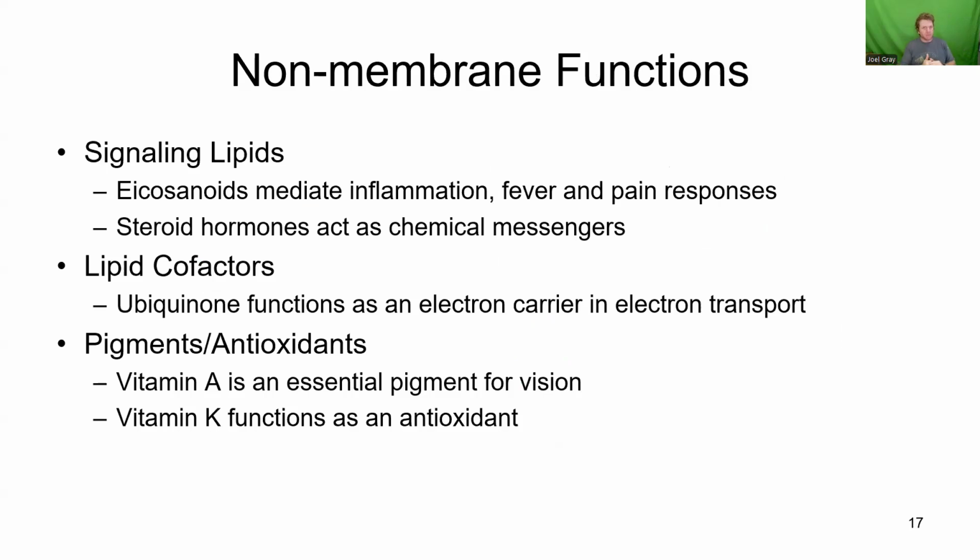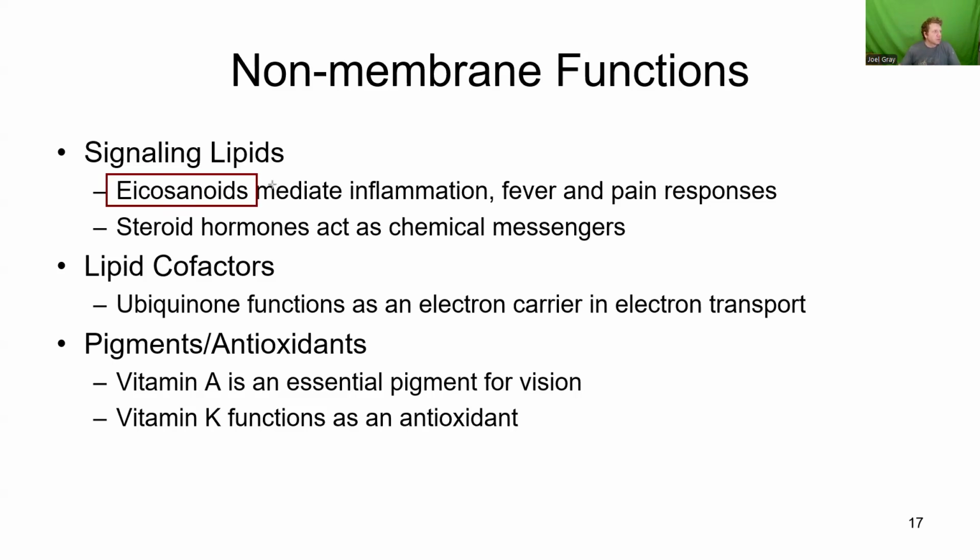So there are non-membrane functions of lipids, and steroids are relevant to this. They serve as signaling lipids. They can be cofactors and they can be pigments and antioxidants. So for signaling lipids, eicosanoids are an example. An eicosanoid is a 20 carbon long molecule that basically gets cut and cyclized. And depending on its cyclization and the abundance of it, it could lead to inflammation. And so if you prevent that, then you're going to reduce inflammation.